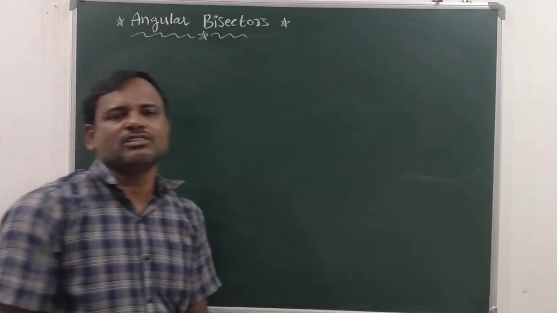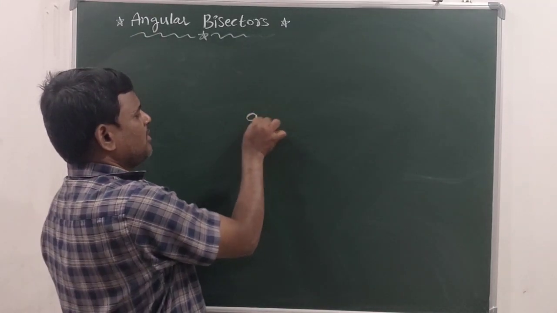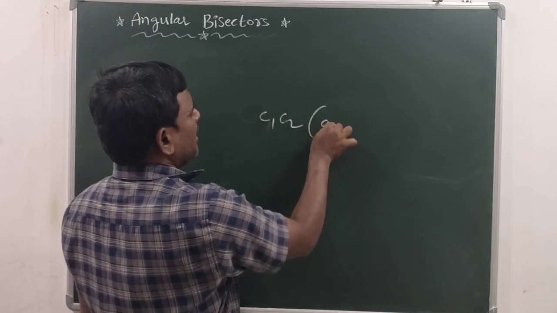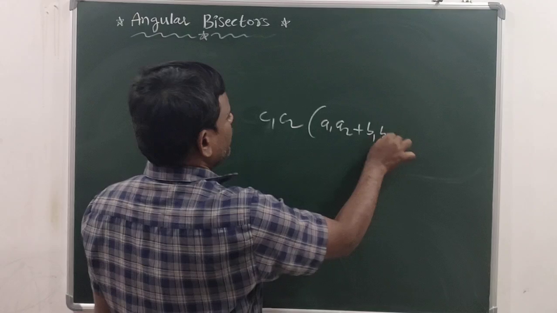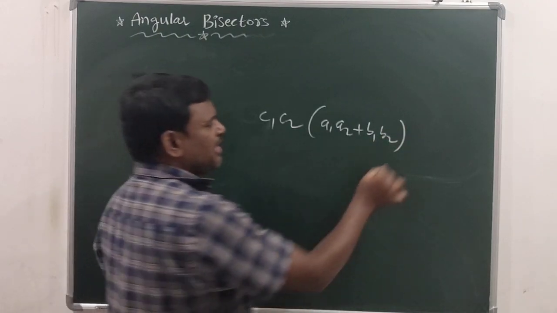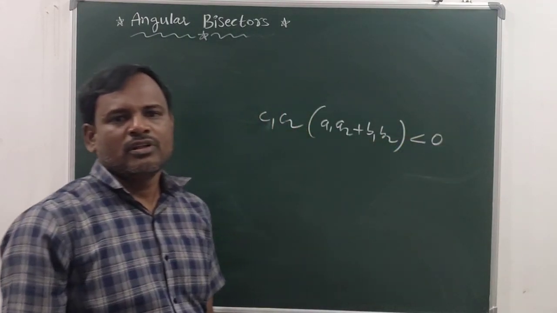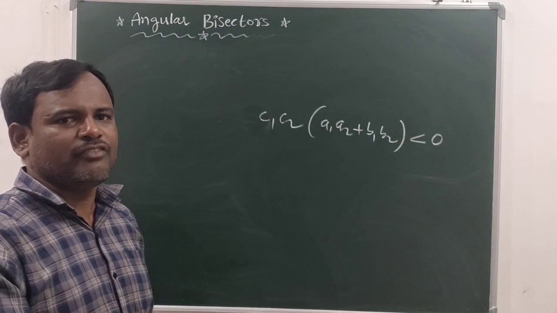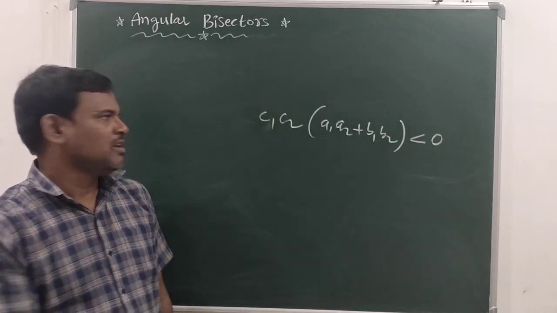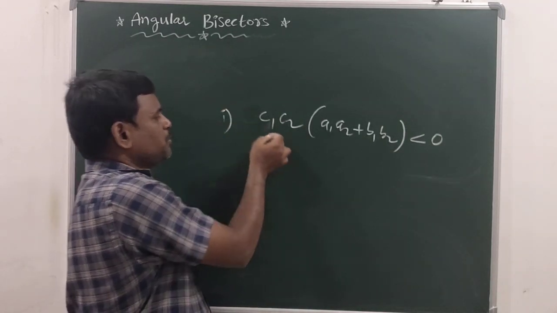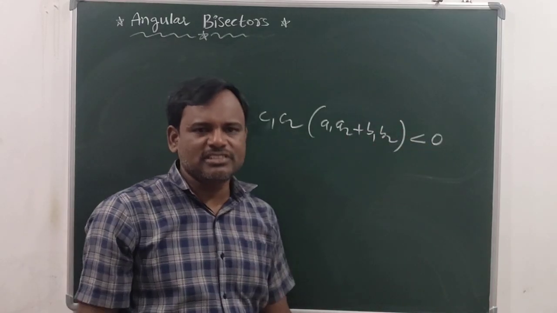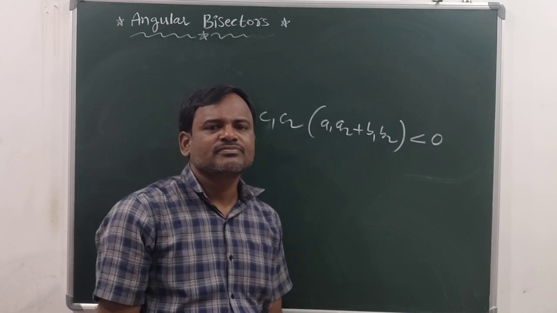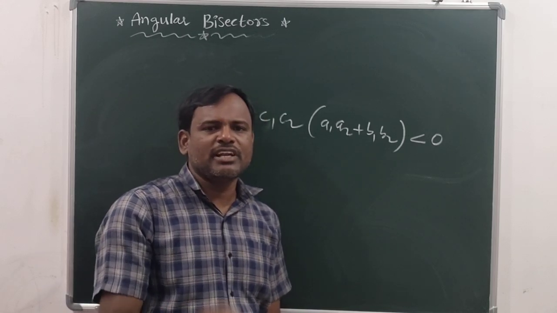And the last point in the conceptual part, see students, A1, A2 plus B1, B2. Find this value. If it is negative, then you get an angular bisector, that is the acute angular bisector, in which the origin is lying. Find this expression value; if it is smaller than 0, meaning negative, then that is the acute angular bisector in which the origin is lying.